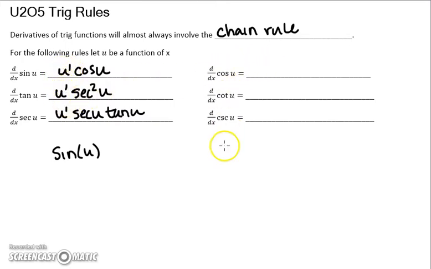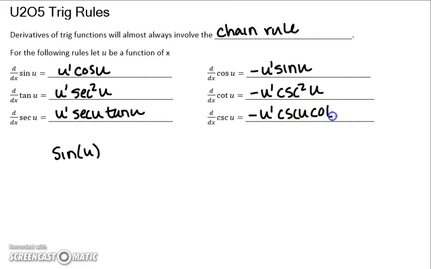Moving on to our co-functions. These are co-functions because they start with co: cosine, cotangent, cosecant. The derivative of cosine of u is going to be negative u prime sine of u. Cotangent is going to be negative u prime cosecant squared of u. And cosecant is going to be negative u prime cosecant u cotangent u.